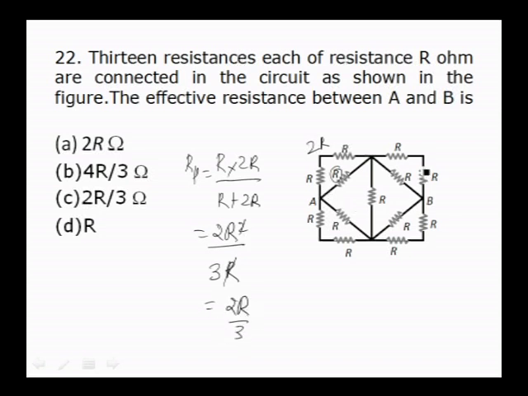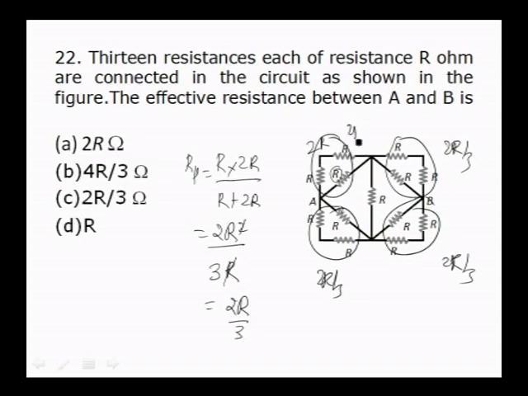All the resistors in these arms are equal to 2R by 3. All the arms have the same resistance. Then the equivalent resistance of this combination is equal to any one of the resistances.